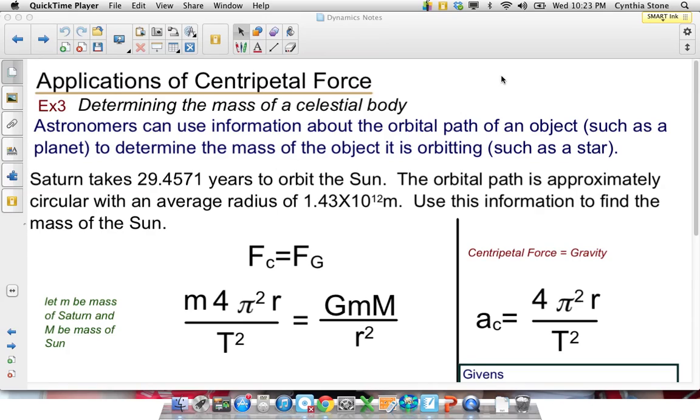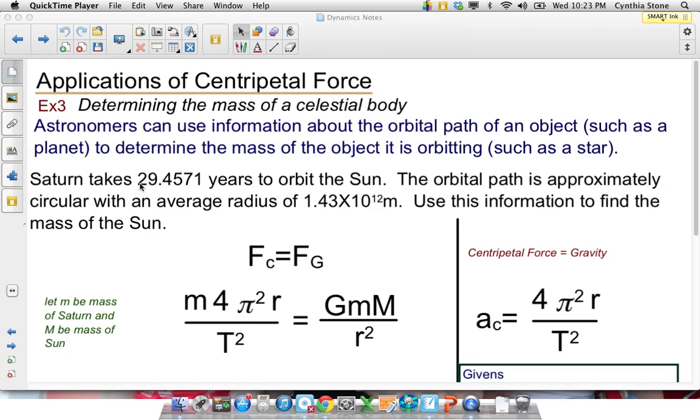By celestial body, we just mean any object in space. And we can do that if you have another object orbiting it. So for example, we're going to do this example with Saturn and the Sun. Your assignment has a question where you're finding the mass of a black hole based on orbiting information. It's the exact same process, okay?